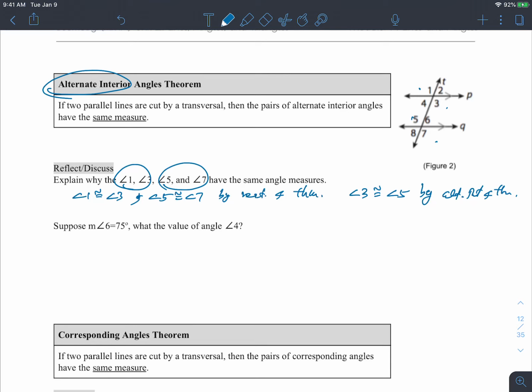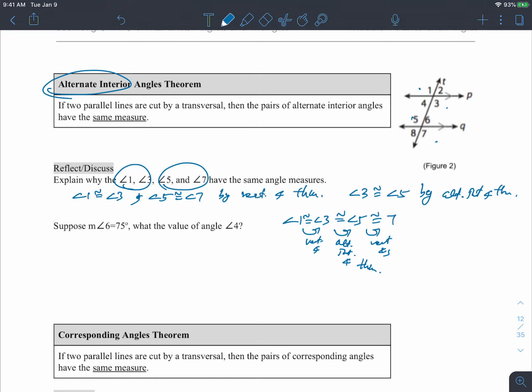You all see that? So angle 1 is congruent to angle 3 because of the vertical angle theorem. 3 and 5 are congruent because of the alternate interior, and 5 and 7 are congruent because of vertical angle. So from here to here was a vertical angle. From here to here was a vertical angle. And from here to here was alternate interior angle theorem. For that reason, 1 and 7 are congruent. Sounds good? All right, guys.